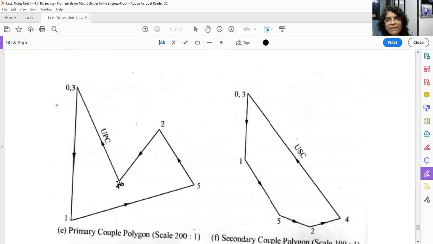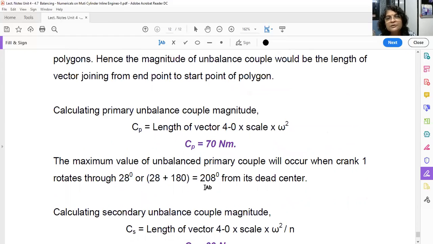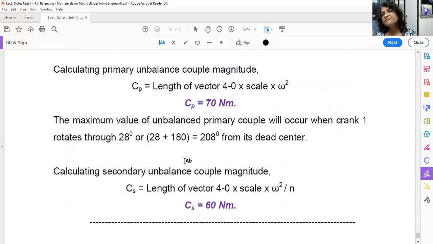Okay, so crank number 1, which is vertically like this, if you rotate this and make it parallel to unbalanced primary couple, we will be getting the maximum value of the unbalanced primary couple. Okay, so that was asked finally in the problem. Okay, so understood this one?